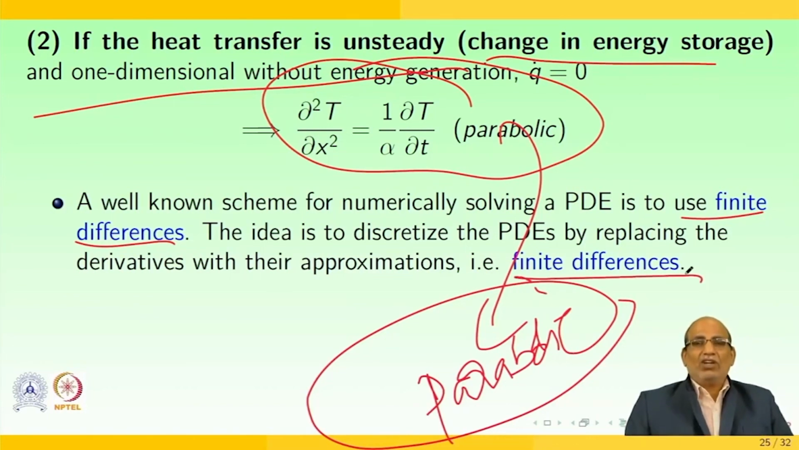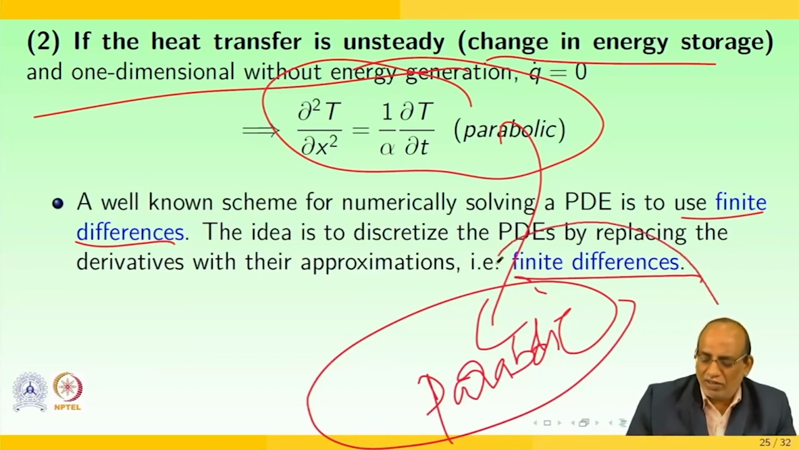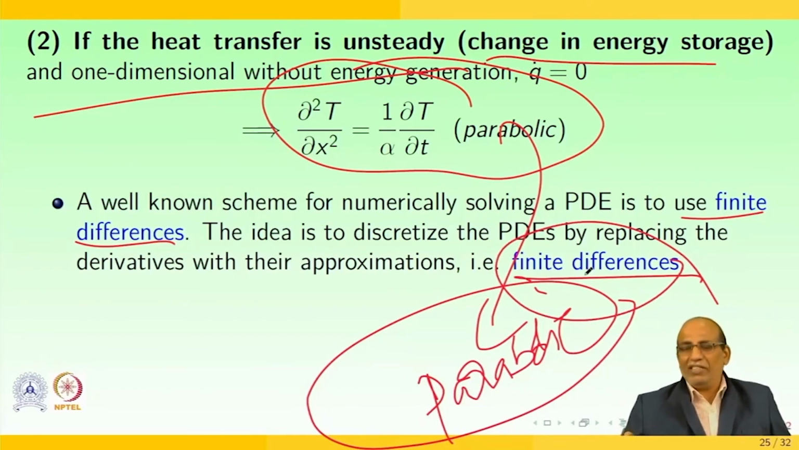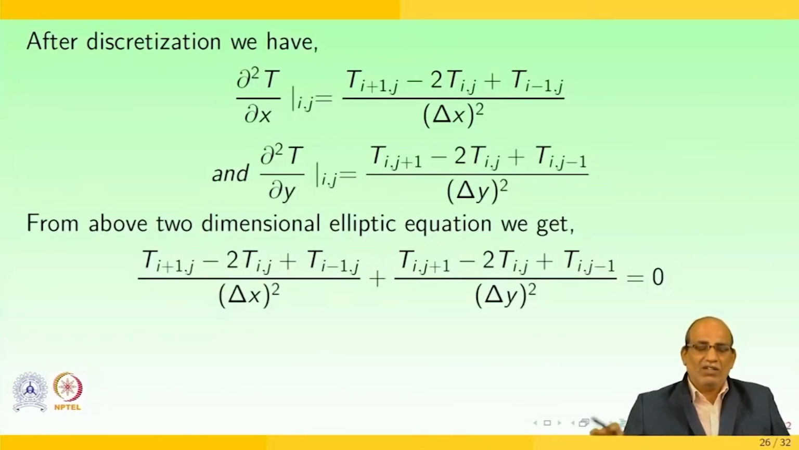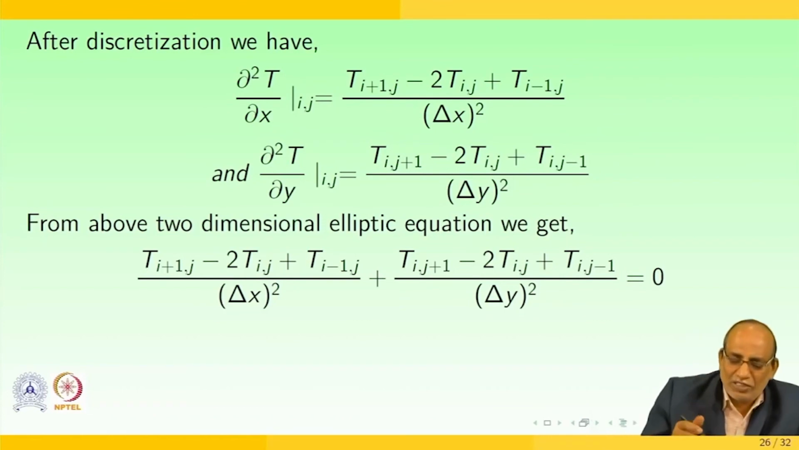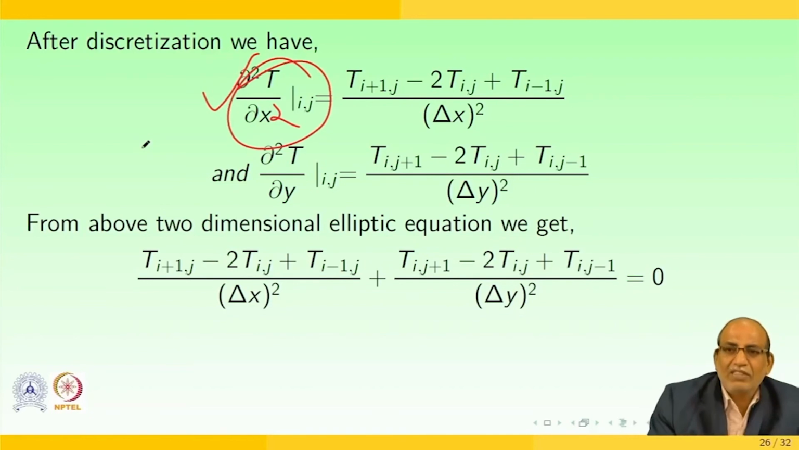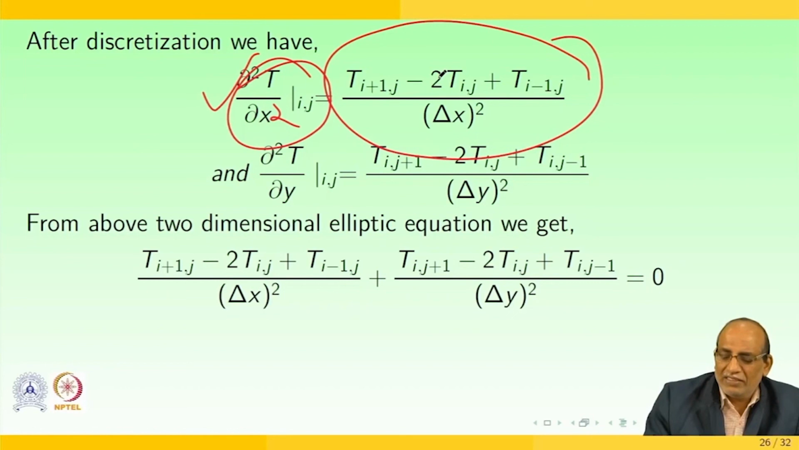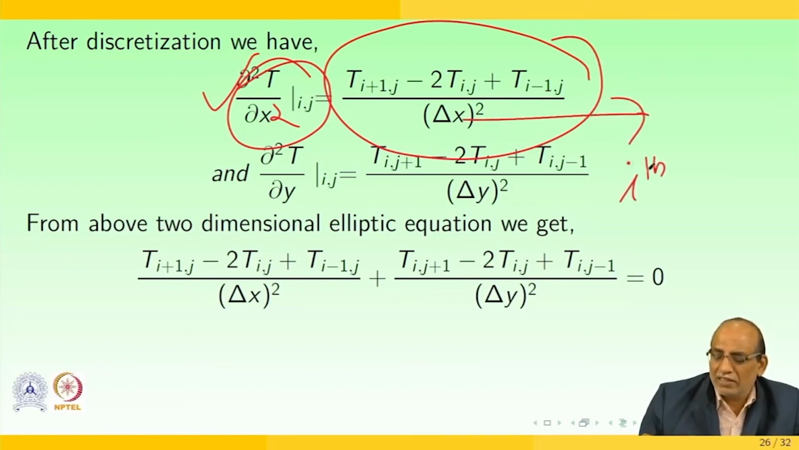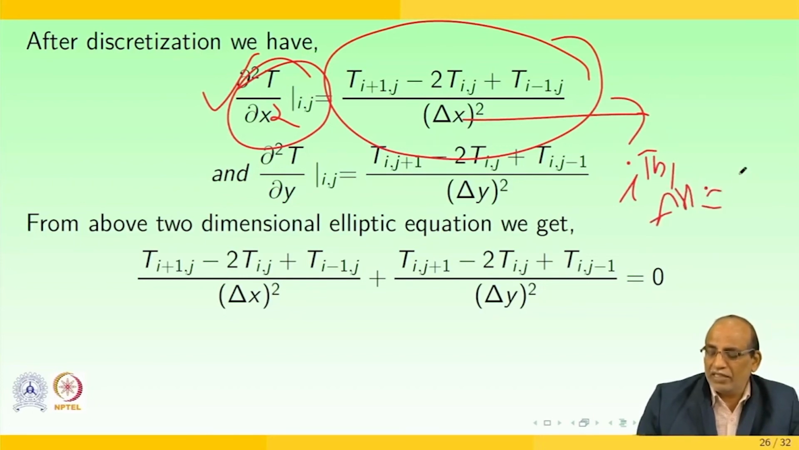So when you replace the PDEs by finite differences, we discretize the PDE by replacing the derivatives, and this is the basic idea of solving PDEs. We can see some example operators. You see dou square T by dou x square evaluated at i comma j. That means T of i plus 1, j minus 2 T i j plus T i minus 1, j upon delta x square. What is delta x? Delta x is the spacing in the x direction.